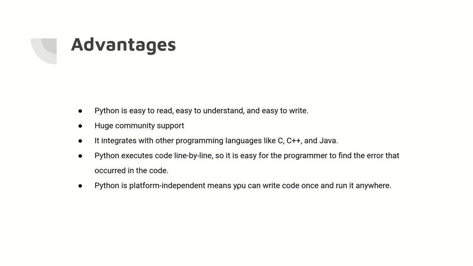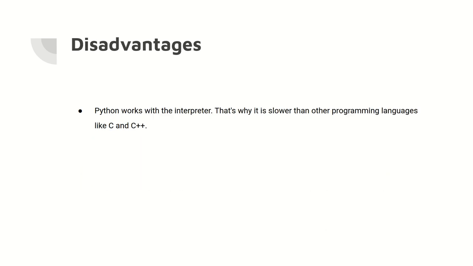The major advantages: it is very easy to read, easy to understand and easy to write, it has huge community support, it is very easy to integrate with other programming languages like C, C++ and Java, and it is very easy to debug. If any error happens, we can debug it very easily. It is also platform independent, which means you can write the code once and run it anywhere. You can write it on a Mac and run it on Windows or Linux. One of the disadvantages is that it is a little bit slower than C and C++.